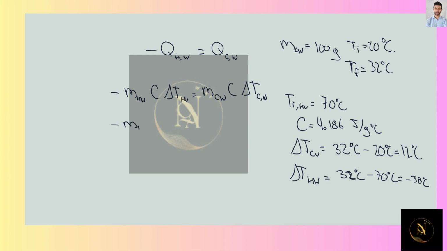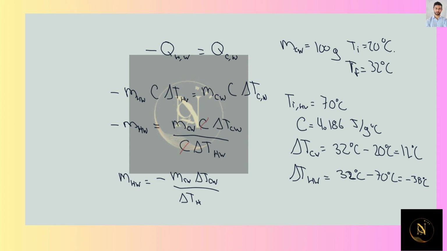So what we get in this case is minus mass of hot water is going to be equal to mass of cold water times heat capacity times delta T of cold water divided by heat capacity times delta T for the hot water. The heat capacities are going to cancel out, and we get that the mass of hot water will be equal to minus mass of cold water times delta T for cold water divided by delta T of hot water.